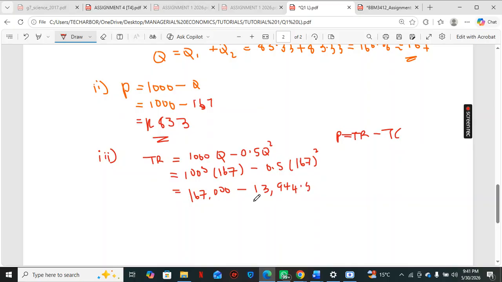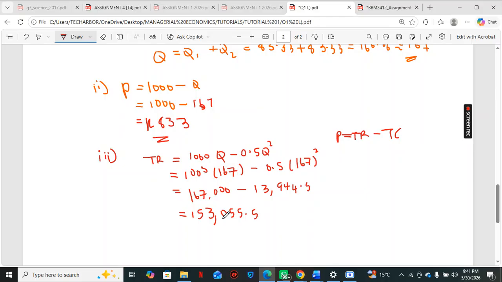Okay, so we're going to say 167,000 minus 13,944.5. We're going to get 153,055.5 kwacha. Yes, that is the total revenue.